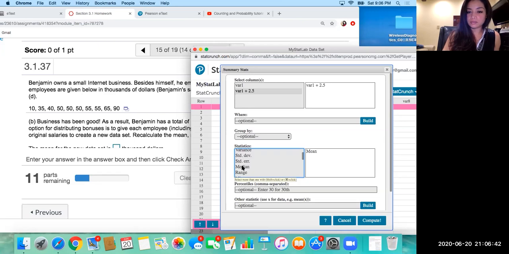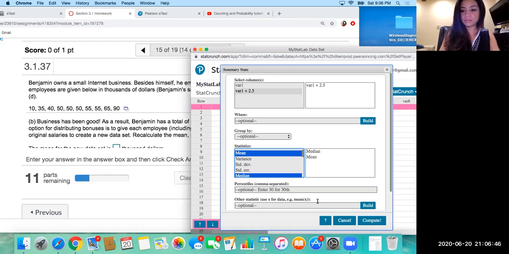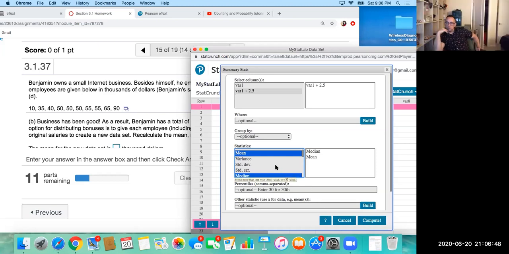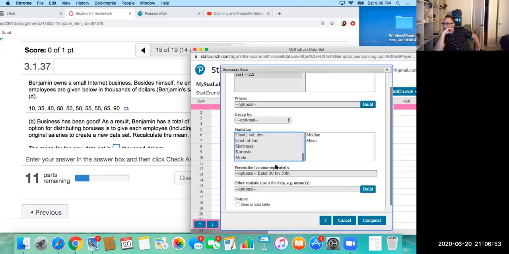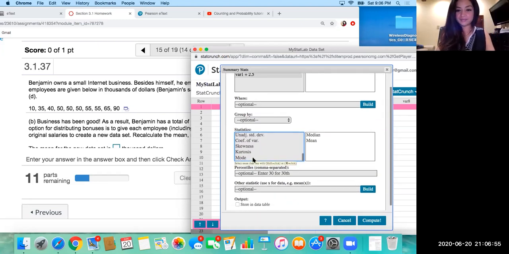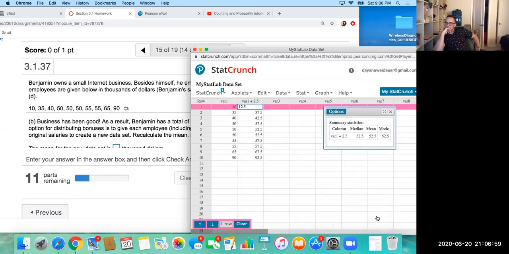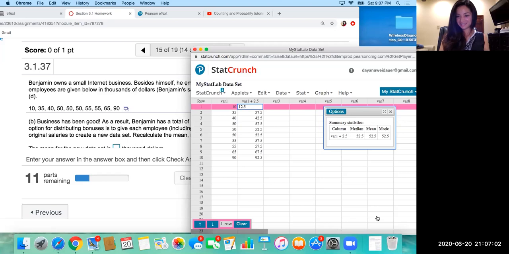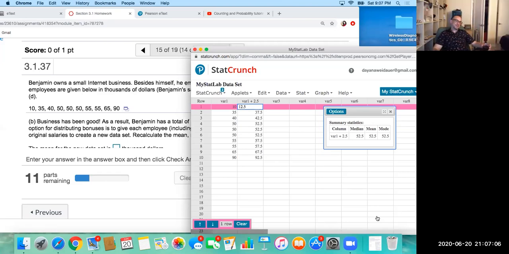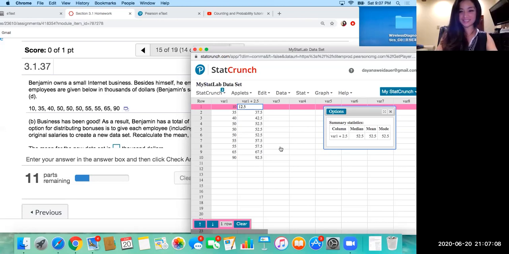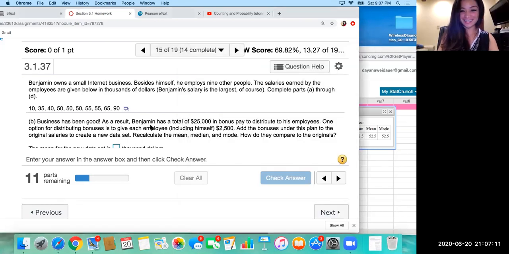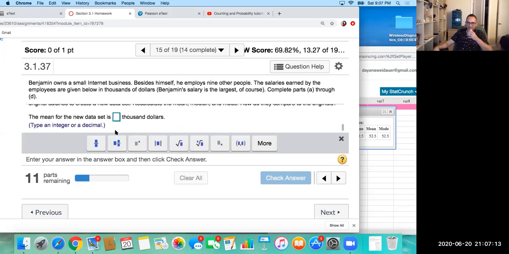And the median. Does it have the mode there, by the way? I don't know. Oh, cool. It has a mode. That's nice.